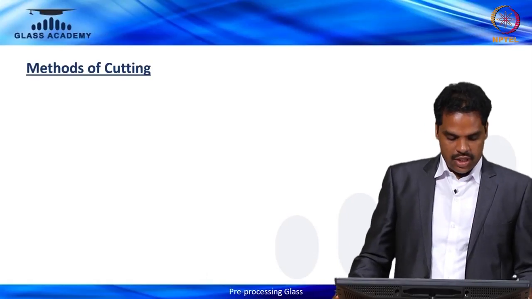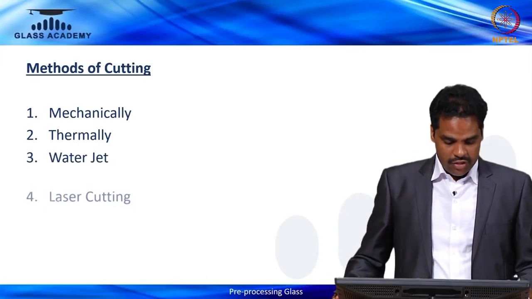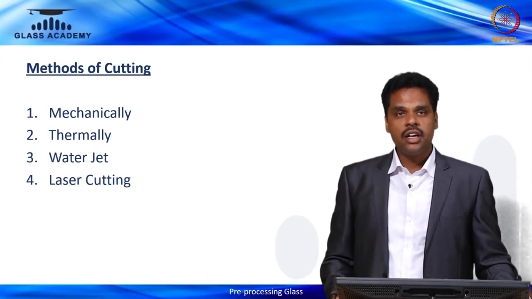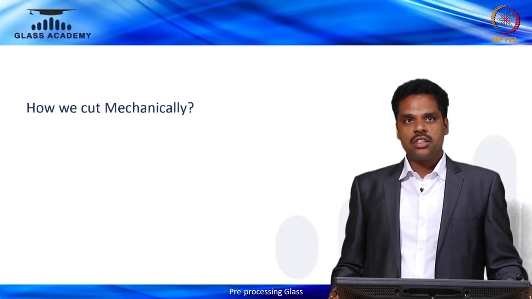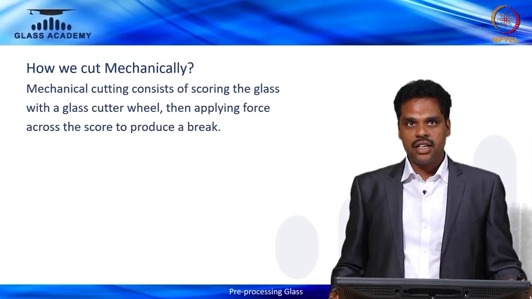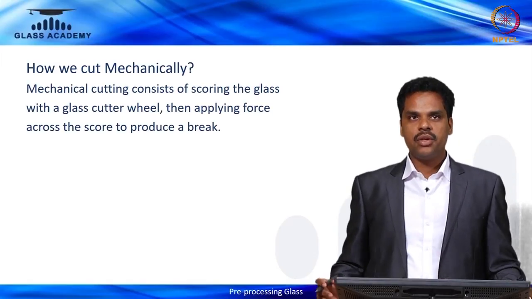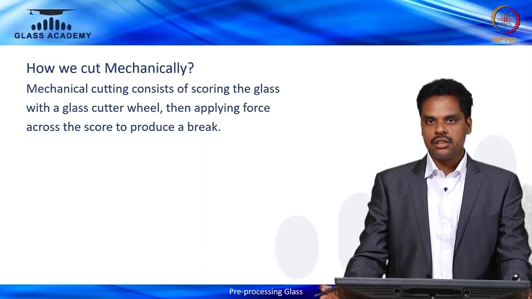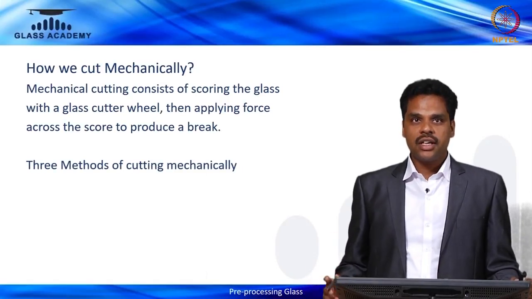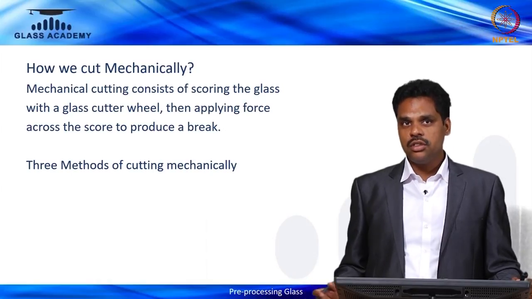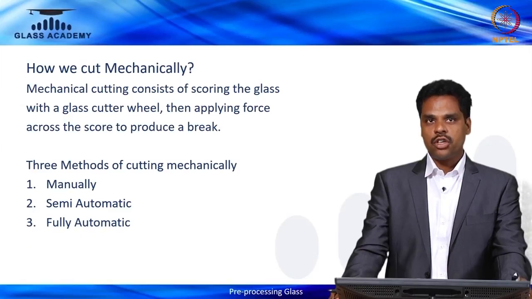Next, we are going to see the methods of cutting. Glass can be cut in 4 different ways: mechanically, thermally, water jet cutting lines and laser cutting lines. First, we will discuss how we cut mechanically. Mechanical cutting consists of scoring the glass with a glass cutter wheel, then applying a force across the score to produce a break. There are 3 methods involved in this mechanical process: first is manual, second is semi-automatic, and third is fully automatic.